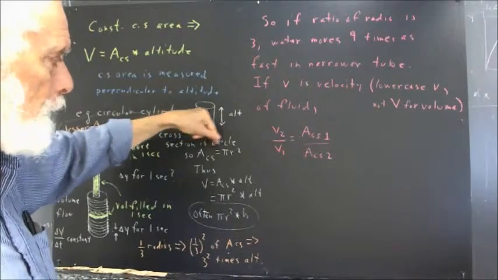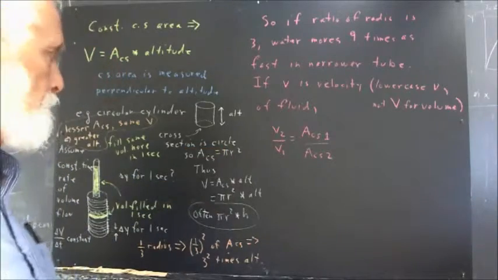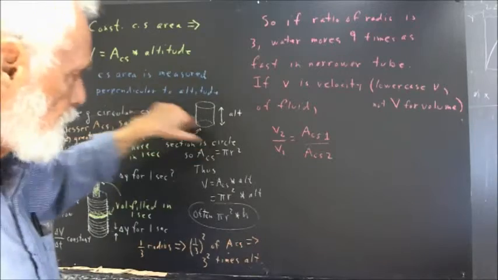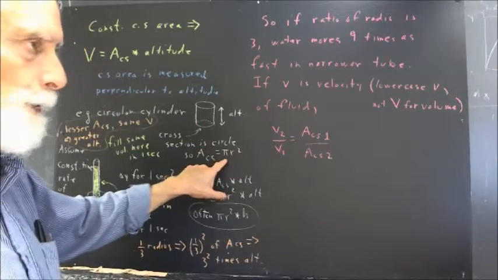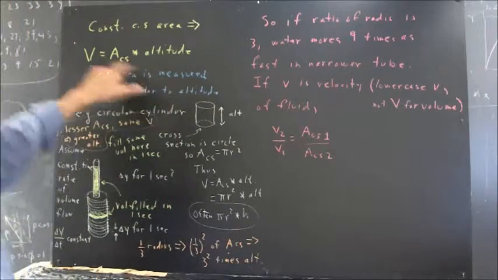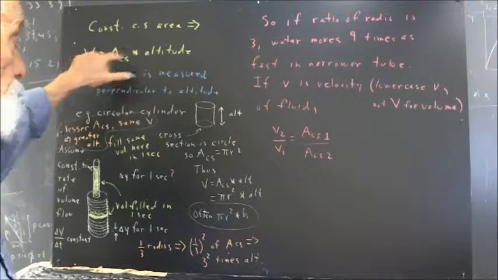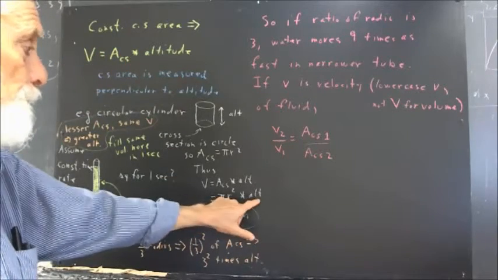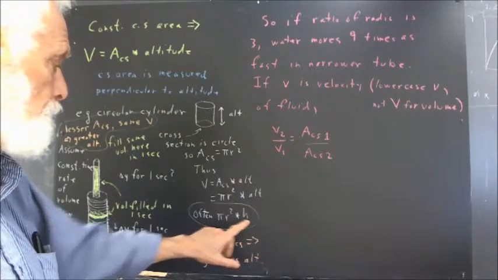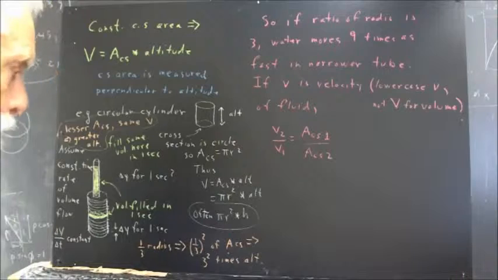Okay, cross-sectional area is pi r squared because the cross-section is a circle. So the cross-section, measured perpendicular to the altitude, is a circle, the area of a circle is pi r squared, where r is the radius of the circle. Thus, the volume is cross-sectional area times altitude, which is going to be pi r squared times altitude. And altitude is often designated h, so we have the formula pi r squared times h.